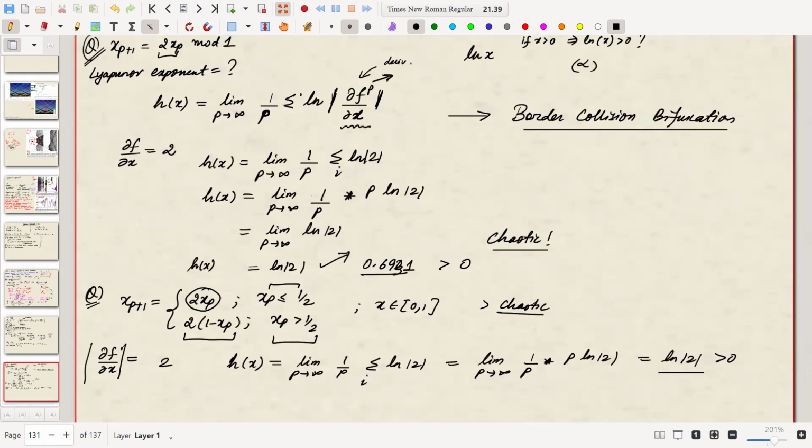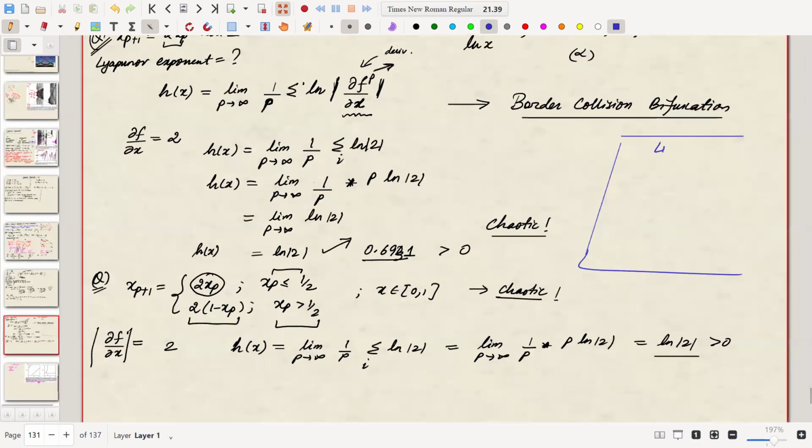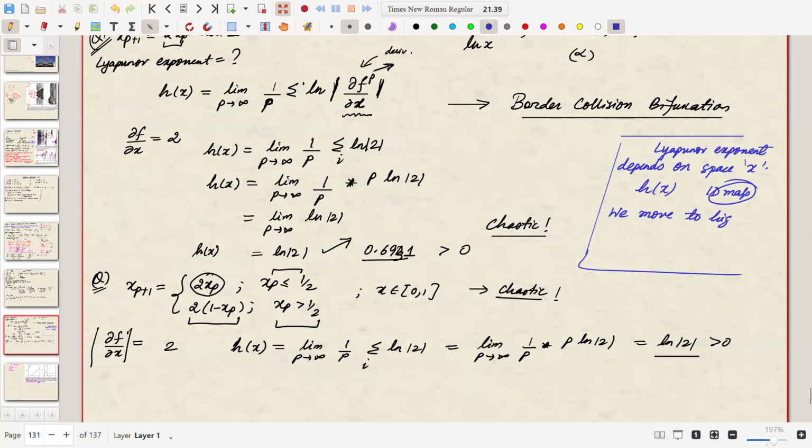Observe that this is one more important point: the Lyapunov exponent here depends on the point x in the space. Therefore, it is h of x. And this only happens when it is a 1D map. We considered a 1D map now. Now I'm asking about higher dimensions. We move to higher dimensions.